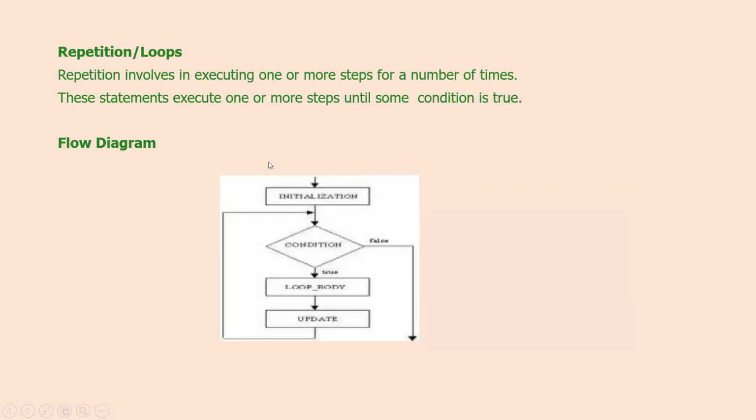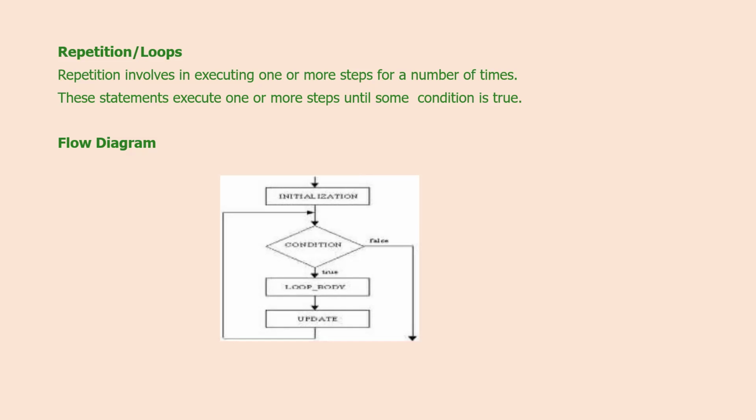The third and final building block of an algorithm is the repetition block. It is also called loops. Repetition involves executing one or more steps a number of times. Sometimes the same set of statements, if the condition is true, will be executed more than once.